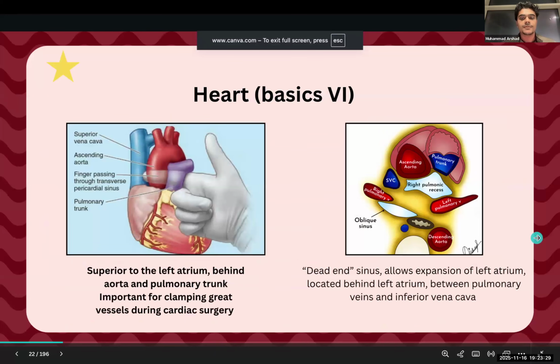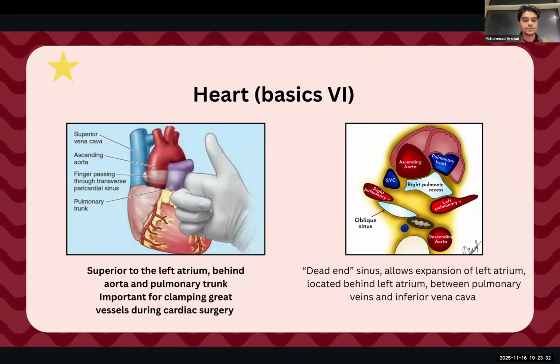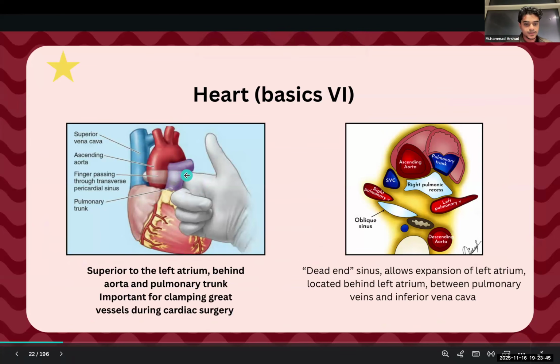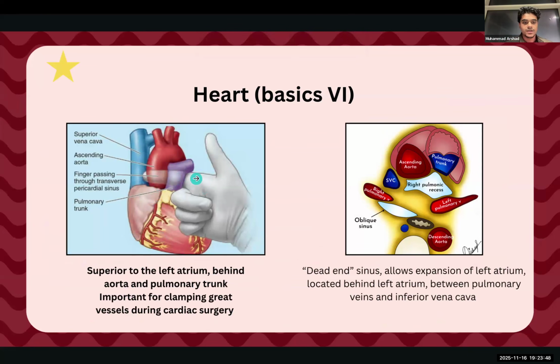So yeah. Okay. Now we move on to the two sinuses that were talked about in your guys' lab, which are the transverse pericardial sinus and the oblique pericardial sinus. Now, to be honest, the more important sinus here is the transverse one. So what you need to know is that it's superior to the left atrium, so it's above the left atrium, but it's this kind of gap behind the aorta and the pulmonary trunk. And its clinical significance is that it gives a surgeon who's about to perform a surgery access to these great blood vessels and allows them to clamp these vessels. And why would you want to clamp these vessels? It's mostly just to prevent any excess bleeding during surgery.